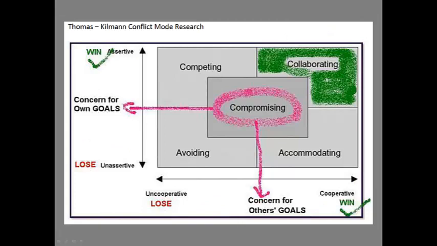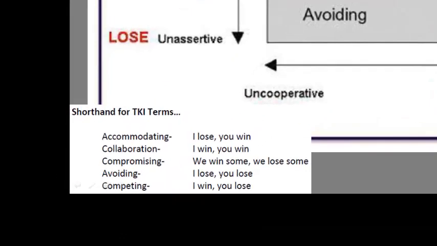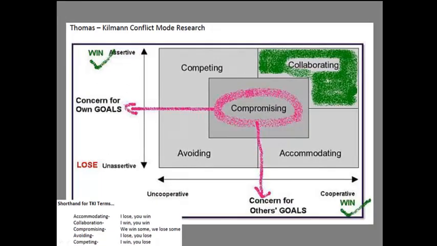So understanding Thomas Kilmann's research, you can understand that there's a vertical axis and a horizontal axis, and the vertical is concerned for own goals, the horizontal is concerned for other goals. And then notice that the 5 different styles of conflict or resolving conflict go into that based on win and lose. One of the ways to explain this simply is the shorthand: accommodating, I win, you lose. Collaboration, I win, you win. Compromising, we win some, we lose some. Avoiding, I lose, you lose. Competing, I win, and you lose. It's a great shorthand for understanding this.